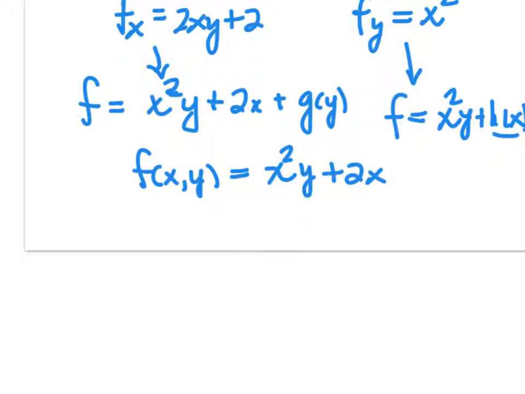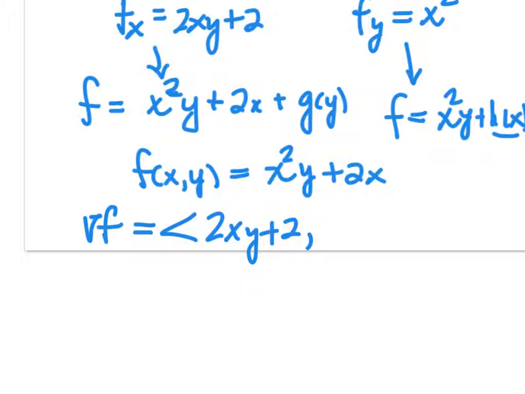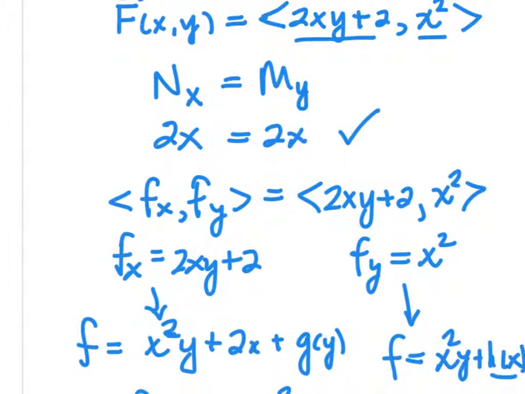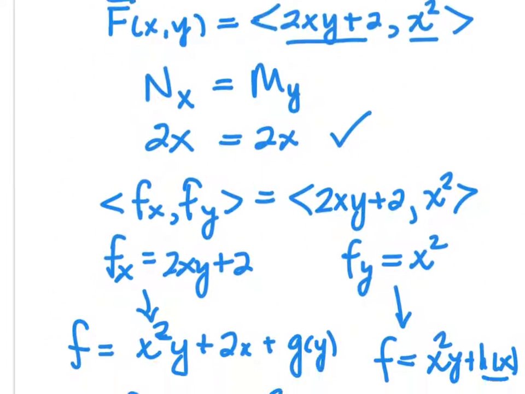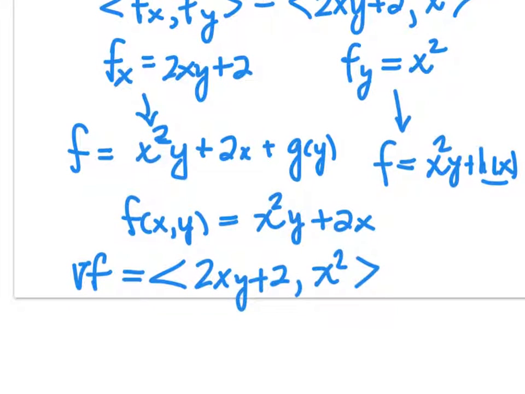And let's just check this really fast by taking the gradient and make sure that we get the vector field. f sub x is 2xy plus 2, and f sub y is x squared plus 0. And notice that that is what we started with. That is our vector field.